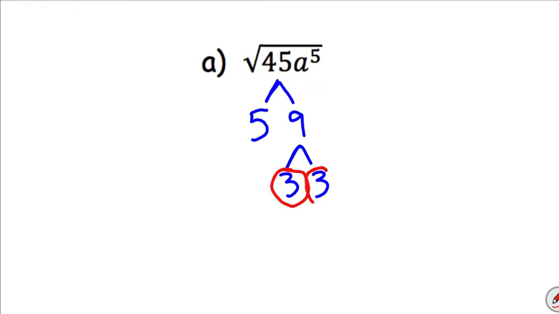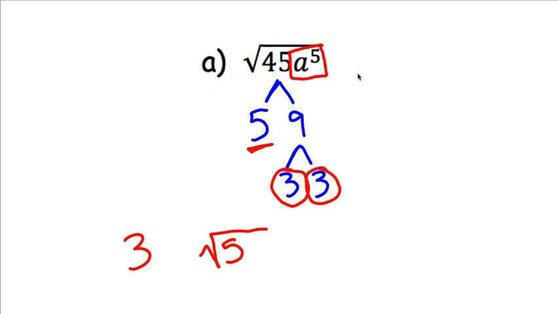9 is 3 and 3. I have a pair of 3's, so that comes out as a 3. 5 stays underneath. Now I'm going to leave a little gap here because I do have something else that is changing here. I'm not completely doing everything the same. There is something that's a little different. So I'm going to leave a little space here. The 5 stays underneath. Now what's different is we have this extra term here, a to the 5th.